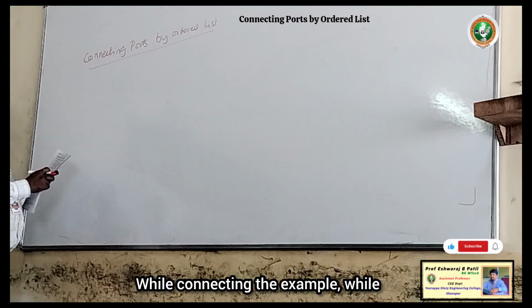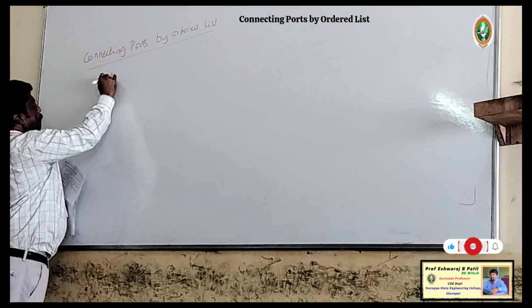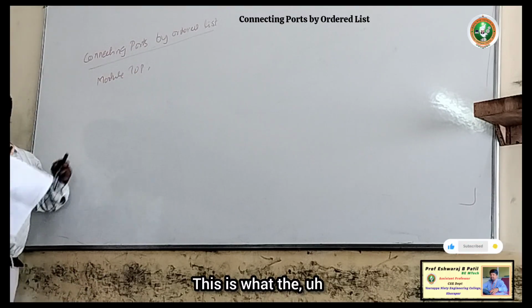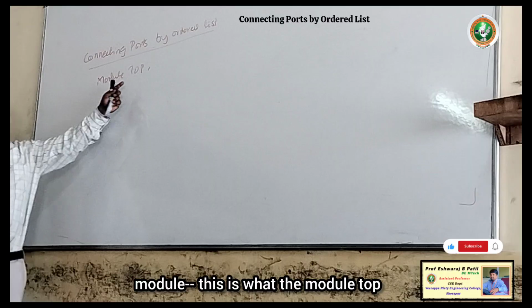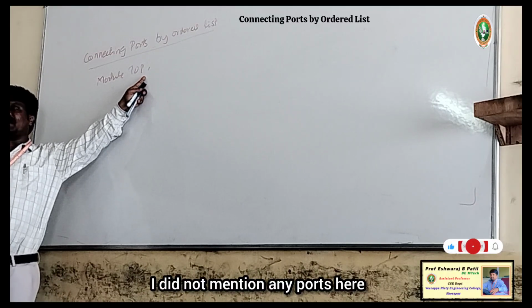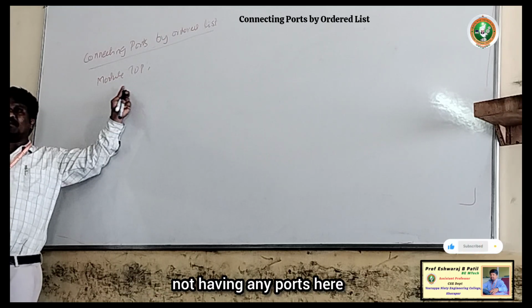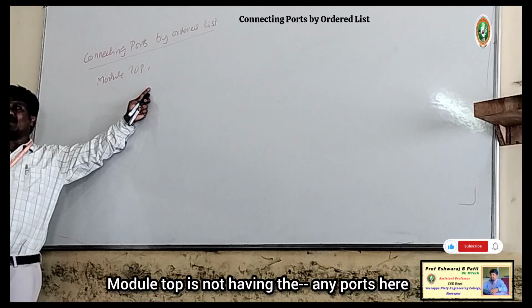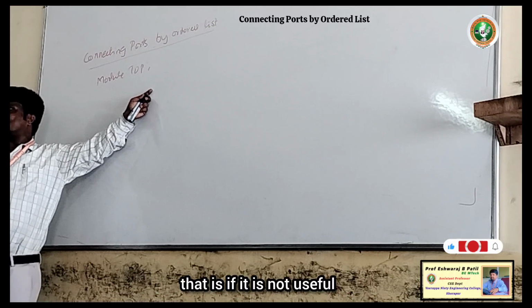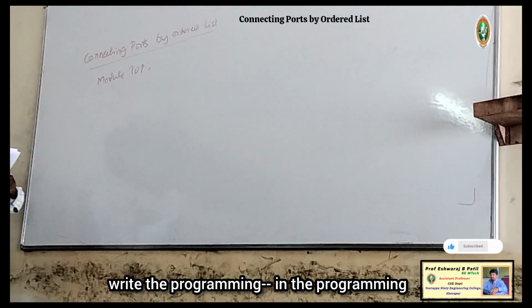While considering the example, the module is top. This is the module top. I did not mention any ports here. If you look here, it means the module top is not having any ports. If it is having ports, it is not necessary to mention them, if they are not useful in the programming. It's not necessary.